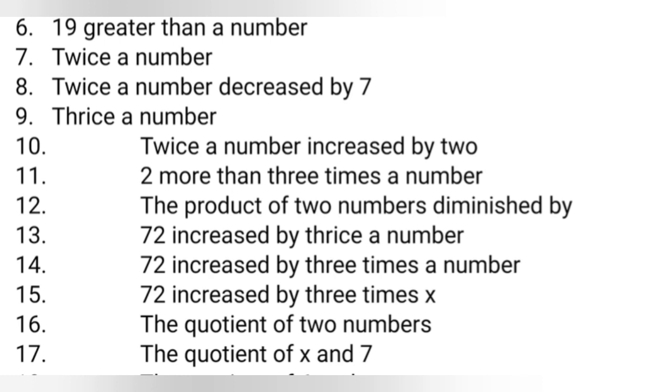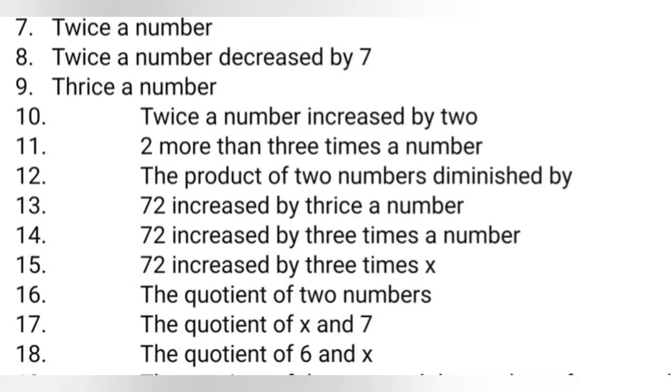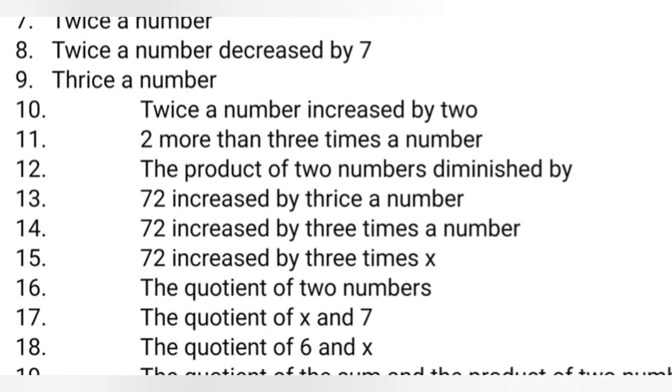Next, let's move on. 13. 72 increased by thrice a number. So that's 72 plus 3x, or 3x plus 72. 14, 72 increased by 3 times a number. That is the same, 3x plus 72.